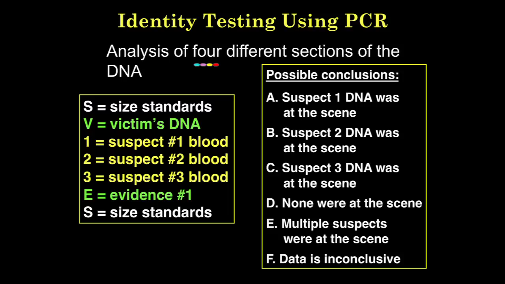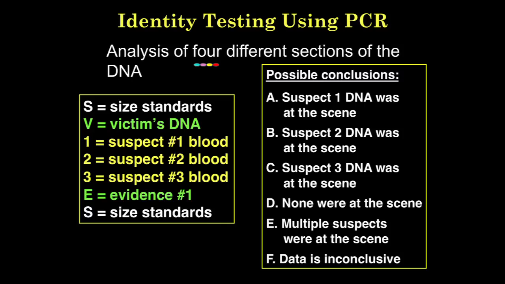What would be the conclusions? I mentioned that this is natural science, and as a science experiment, the possible conclusions from running this analysis as an experiment are that suspect 1's DNA was at the scene, suspect 2's DNA was at the scene, suspect 3's DNA was at the scene, or none of the DNA was at the scene.